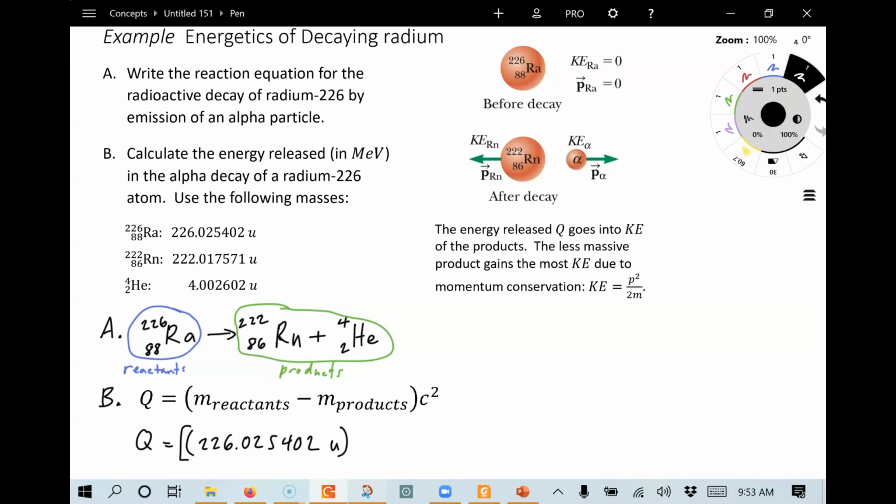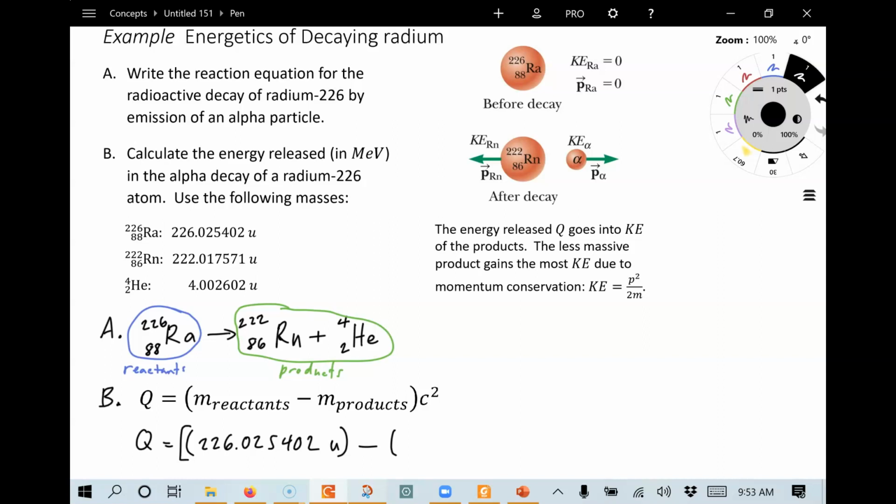Again, super important, critical. You use all the digits. You can look these up in the back of the book. In the back matter, they have a list of a bunch of the masses if you need to look them up for a particular nuclear species. All right, that's it for the reactants. Now we're going to do the products. We've got 2 products. We need to add those masses together to get the total mass of the product.